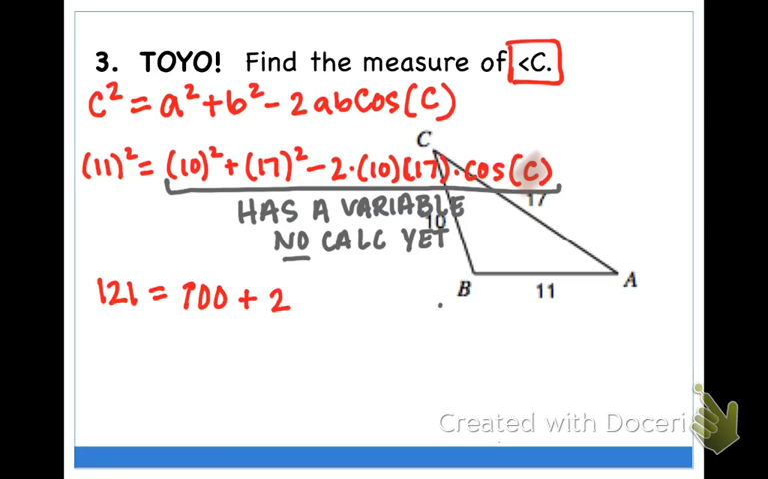17 squared gives me 289. And then while I can't do any subtraction yet, I can multiply -2 times 10 times 17. I can multiply that together, and get -340 cosine angle C. And it might be very, very tempting to add and subtract all the numbers on the right-hand side.